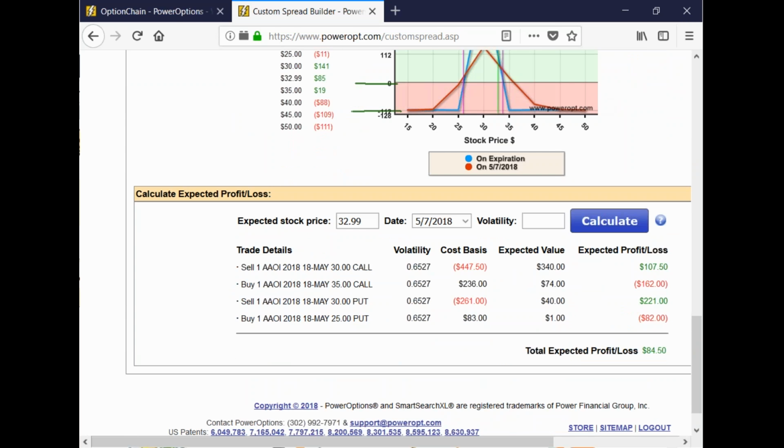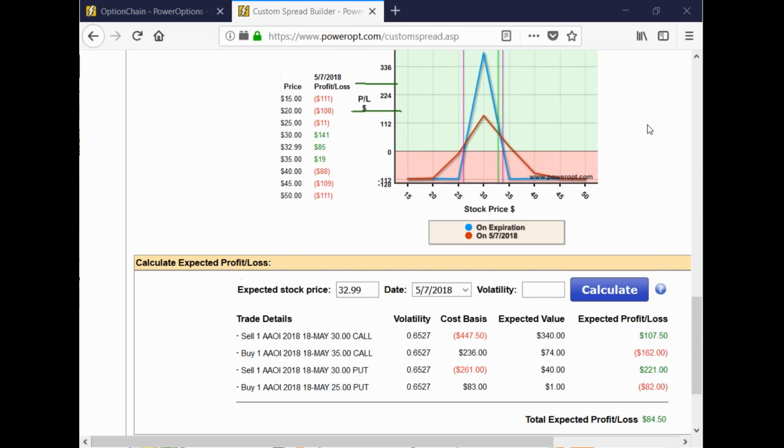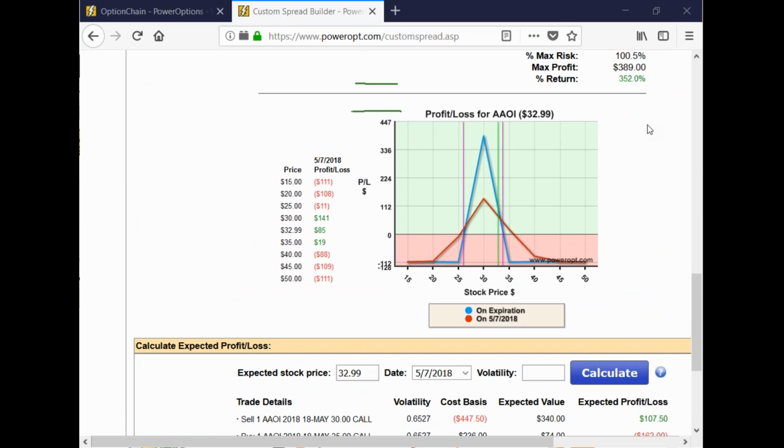And a customer asked me about a broken wing butterfly, which is similar, but the second leg is further out of the money in this situation. And I wasn't fond of that either. He says, what about a stable stock like IBM? And then we saw what IBM did. Most of the time it's stable. That's the double-edged sword, isn't it, Harvey?